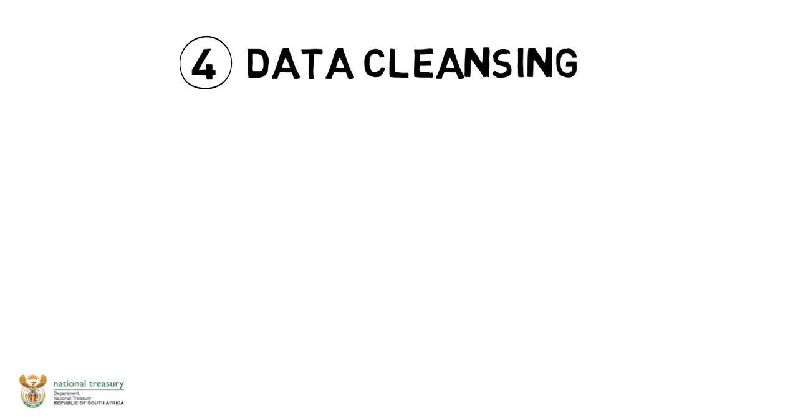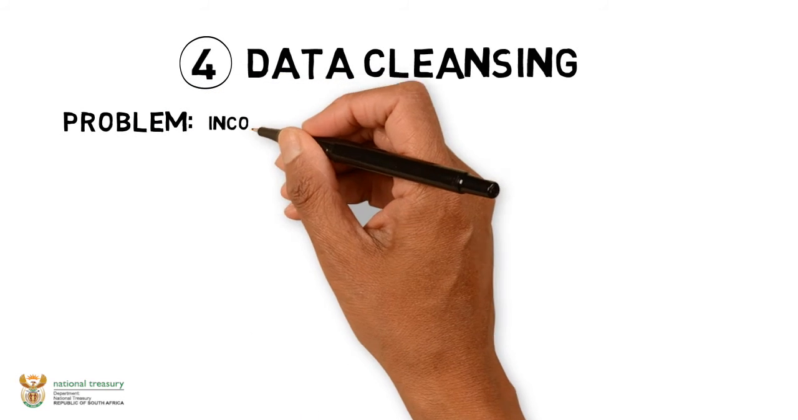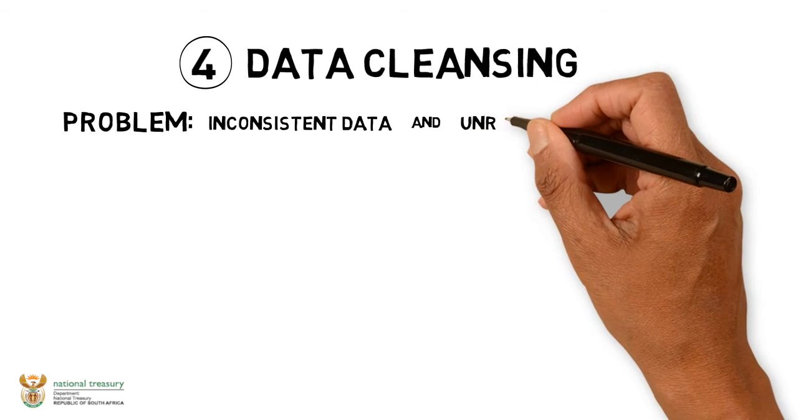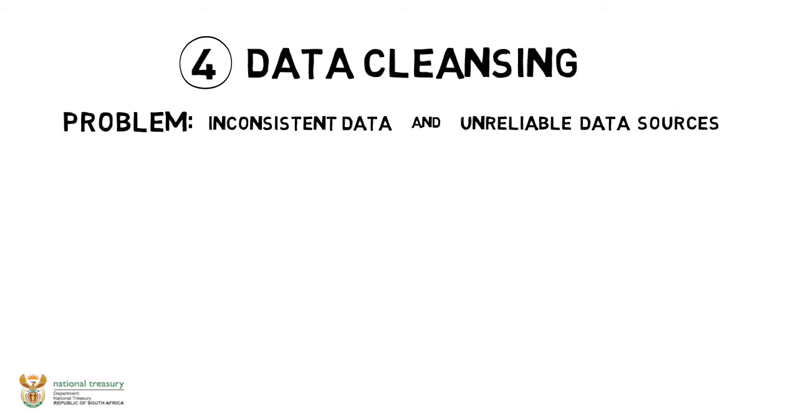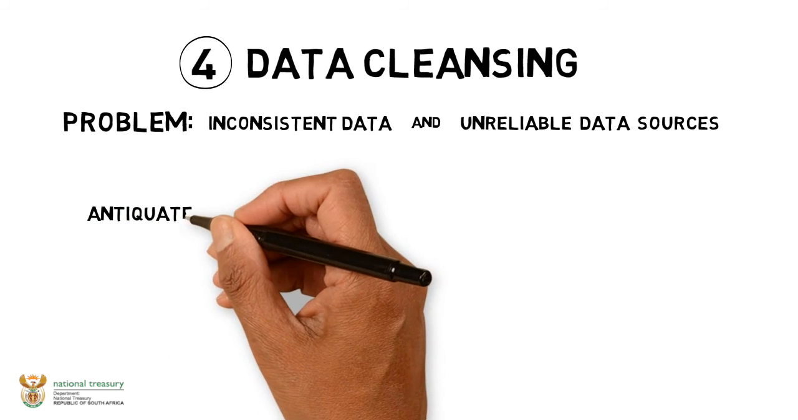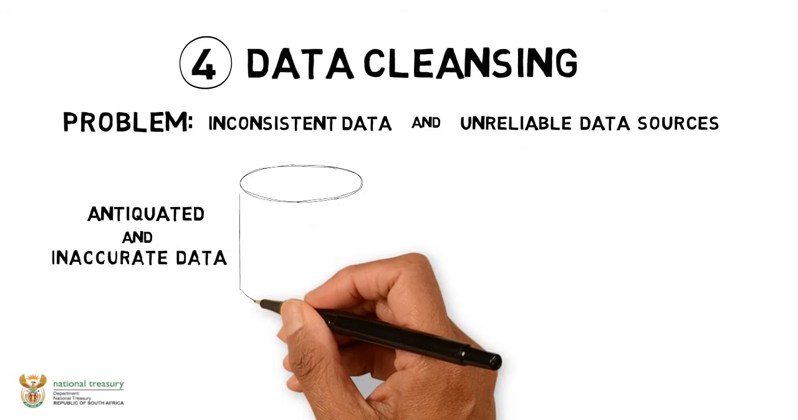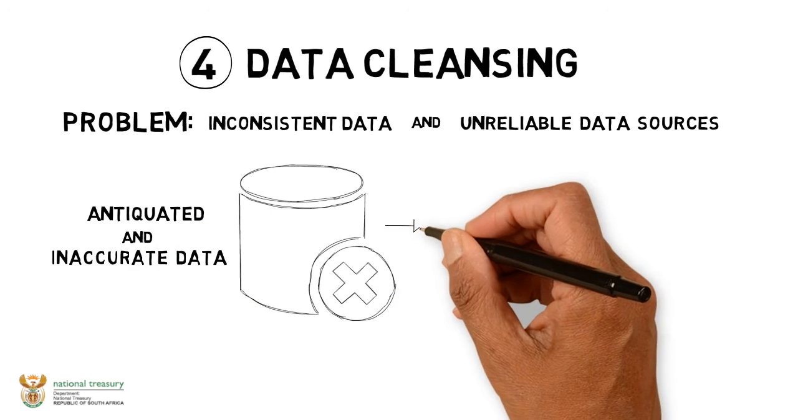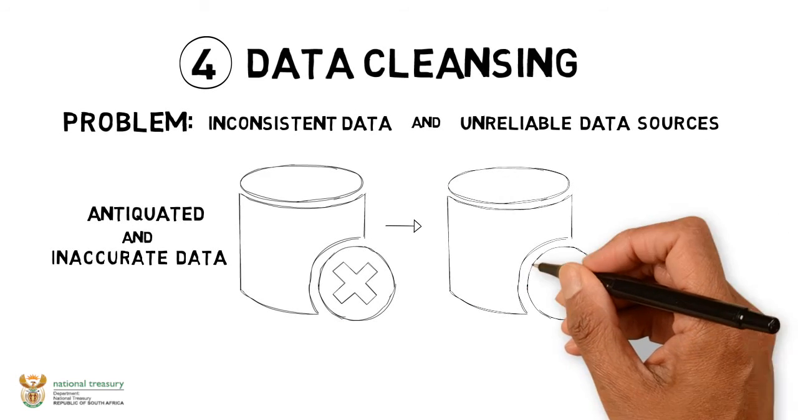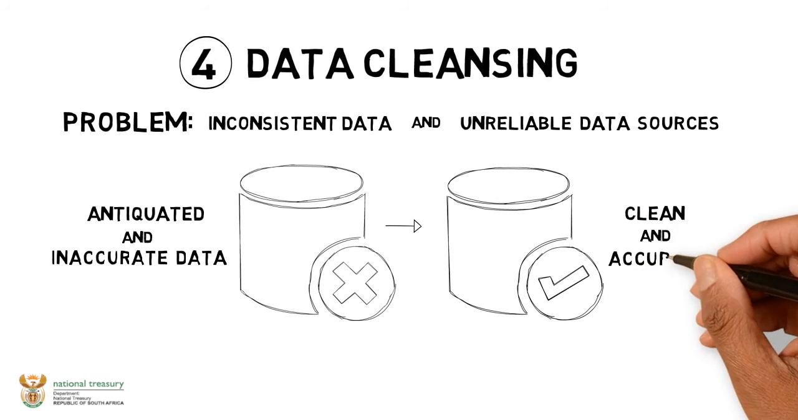Workstream 4. Data cleansing. It is very important to remember the National Treasury's problem statement at the beginning: inconsistent data and unreliable data sources. It is impossible for this regulation to be implemented on a dataset that consists of antiquated and inaccurate data. This workstream ensures that your client, supplier, and employee databases are clean and accurate.